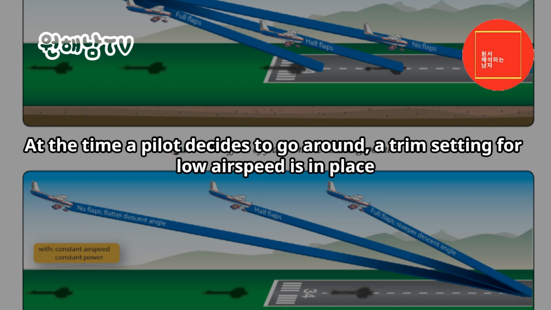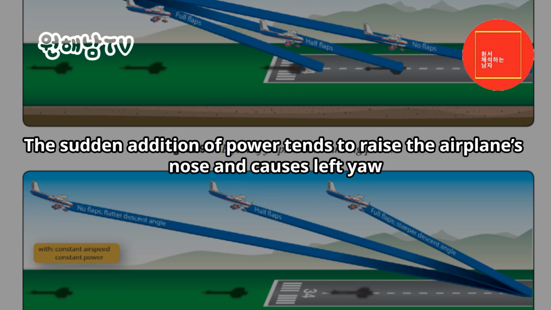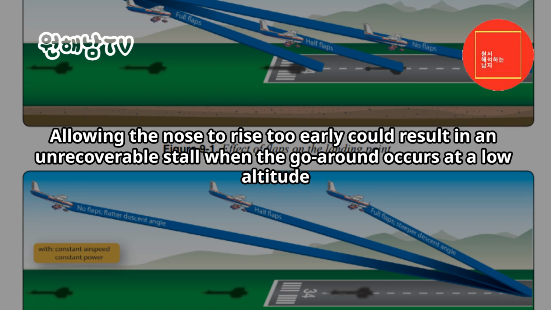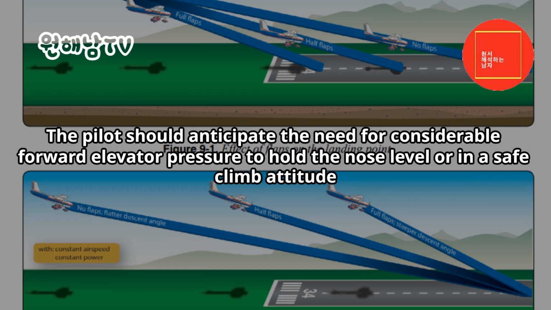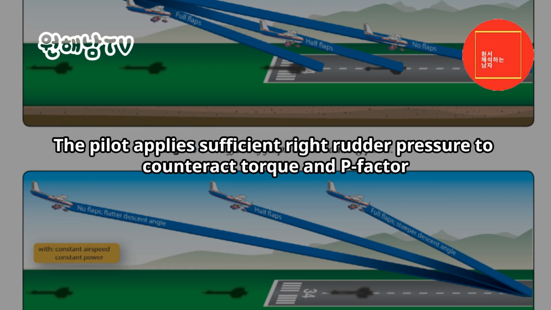At the time a pilot decides to go around, a trim setting for low airspeed is in place. The sudden addition of power tends to raise the airplane's nose and causes left yaw. Allowing the nose to rise too early could result in an unrecoverable stall when the go-around occurs at a low altitude. The pilot should anticipate the need for considerable forward elevator pressure to hold the nose level or in a safe climb attitude. The pilot applies sufficient right rudder pressure to counteract torque and P-factor.